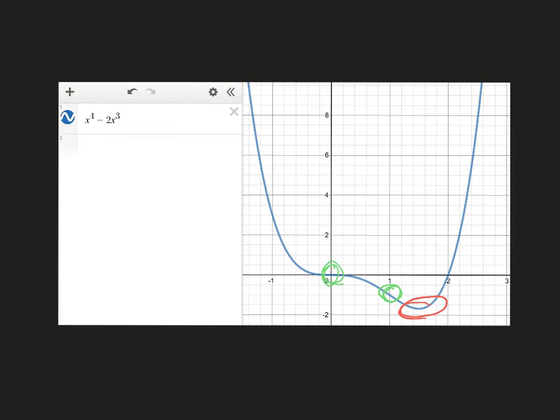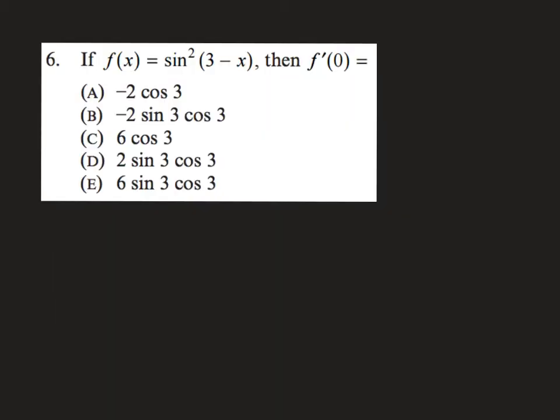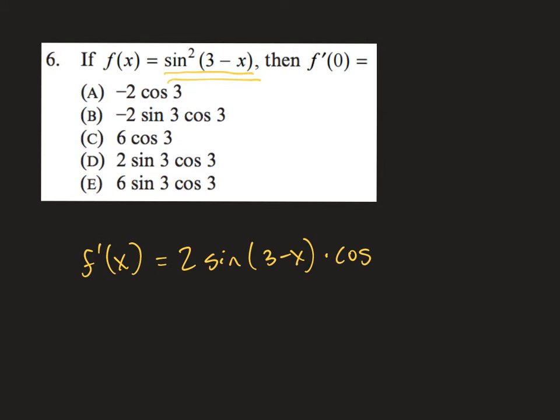Okay, let's move on. I'm going to try and make up some ground on this problem because all I have to do is find the derivative and plug in 0. So there's all kinds of chain rule going on in this problem. Be careful. But basically the derivative is going to go something like this. We've got the derivative of the squared part, which would be 2 sine of 3 minus x, times the derivative of the sine part, which would be cosine of 3 minus x, times the derivative of the 3 minus x, which would be negative 1.